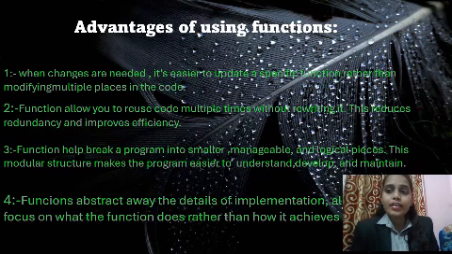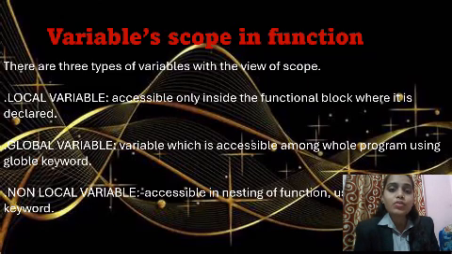And next slide, variable scope in functions. There are three types of variables with respect to scope. First, local variable, accessible only inside the function block where it is declared. Second, global variable, a variable accessible throughout the whole program using the global keyword. Non-local variable, accessible in nested functions using the nonlocal keyword.